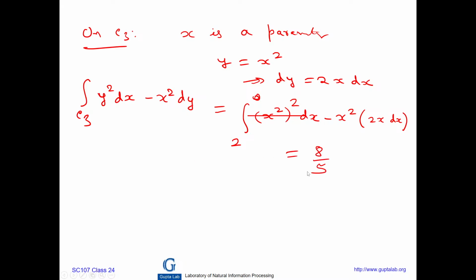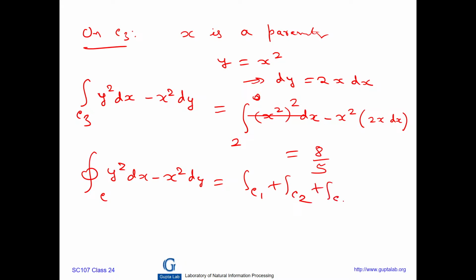I mean you can compute anyway. So therefore integration along C of y square dx minus x square dy is equal to the sum along C1, along C2, along C3, is equal to 0 plus minus 16 plus 8 by 5 turns out to be minus 72 by 5. So I hope you got the idea how to compute along different curves, right?